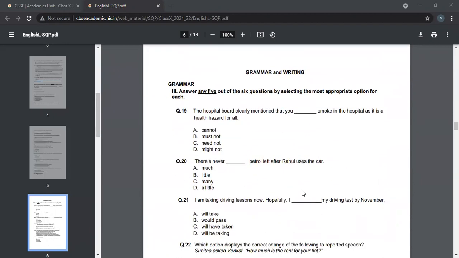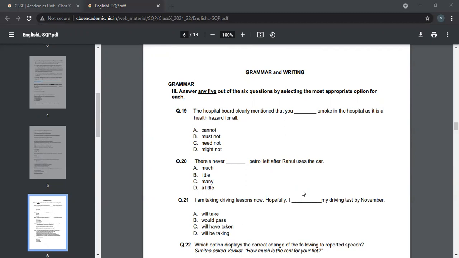So you can very well see. Let's now, I'll be giving you questions on grammar and writing, you have reached there. Now you give me the answers. The hospital board clearly mentioned that you dash smoke in the hospital as it is a health hazard for all. You cannot, you must not, you need not, you might not. So must not is the correct answer.